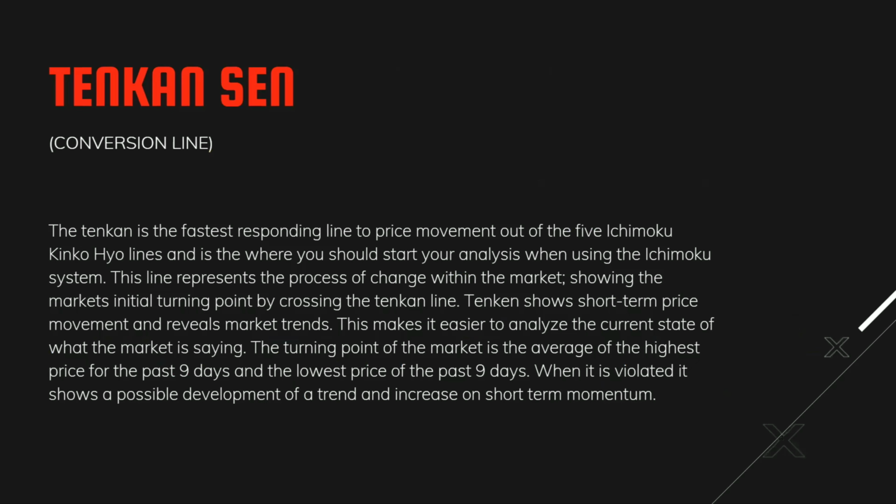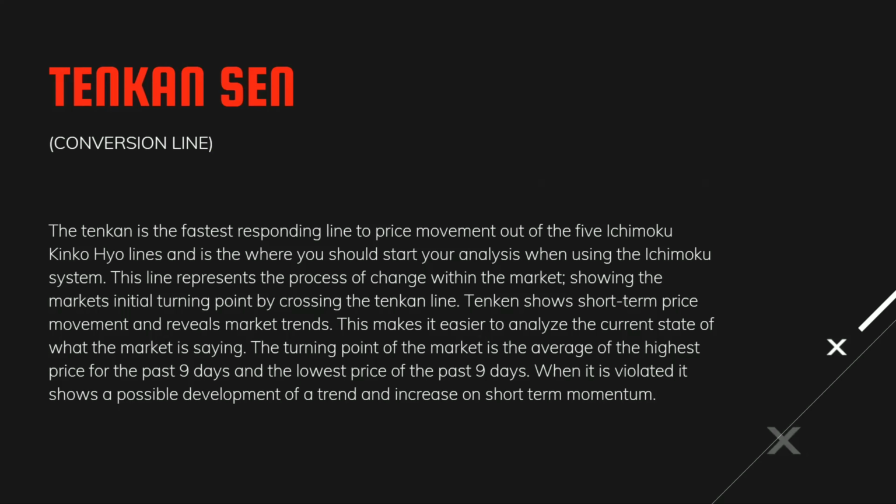So getting into more detail, more in depth on each line, we will start off with the Tenkan-sen line, which is our conversion line. The Tenkan-sen is the fastest responding line to price movement out of the 5 Ichimoku Kinko Hyo lines and is where you want to start your analysis when using Ichimoku. The line represents the process of change within the market, showing the market's initial turning point by crossing the Tenkan-sen line. Tenkan-sen shows short-term price movement and reveals market trends. This makes it easier to analyze the current state of the market and what it's saying.